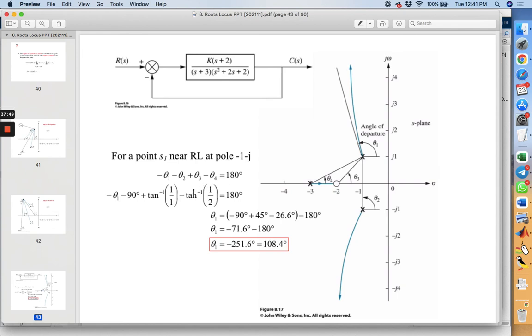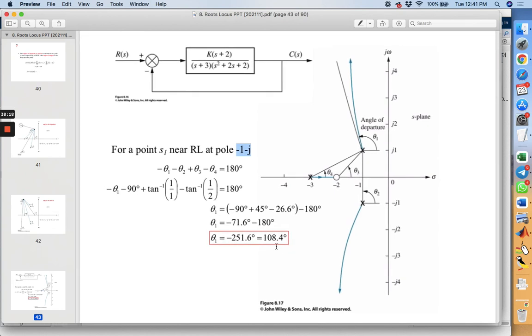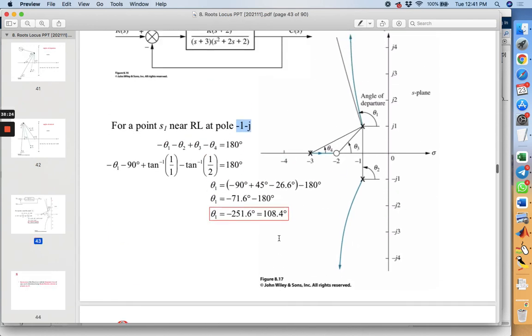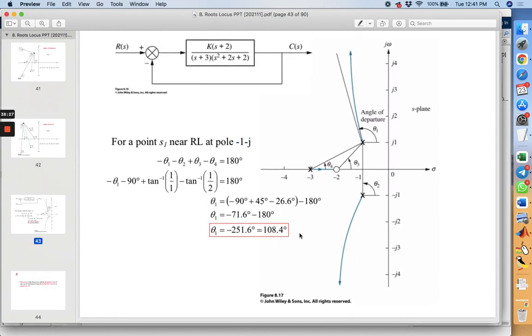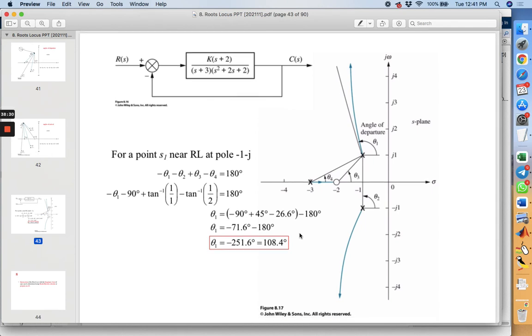Or we can say that it is a multiple of (2k plus 1) times 180 degrees. So in this case, when we want to find the angle of departure theta 1 at S1, which is near negative 1 minus j, we find theta 1 equals 108.4 degrees. Okay, so this is the angle of departure. We will revisit this example in detail in the next example.